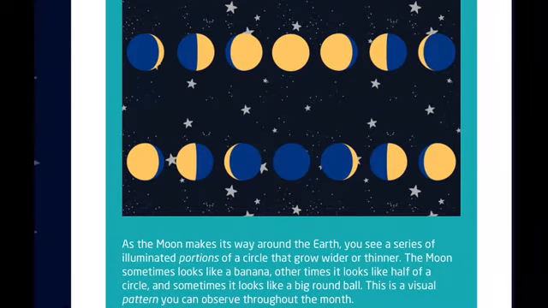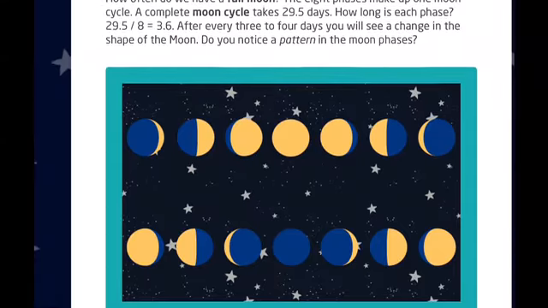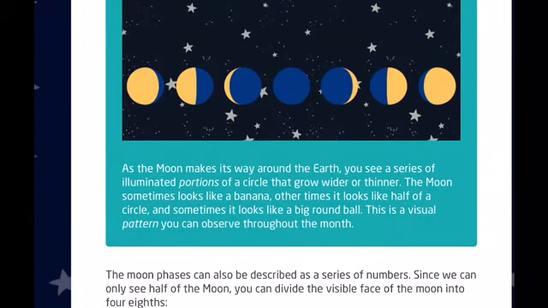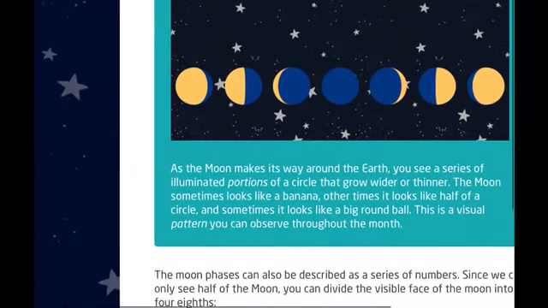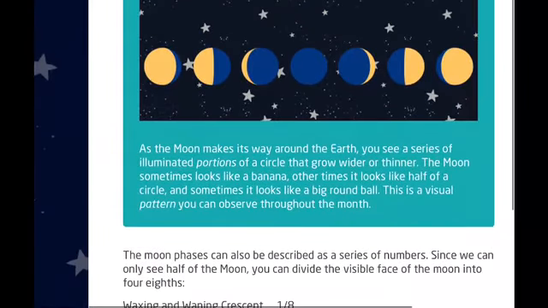Did you notice a pattern in the moon phases? It looks like there is a pattern, okay, depending on the time. And look at this image. This image shows you almost the pattern, how it goes into full moon, third quarter, okay, first quarter, the waxing or the waning crescent. It's really cool.